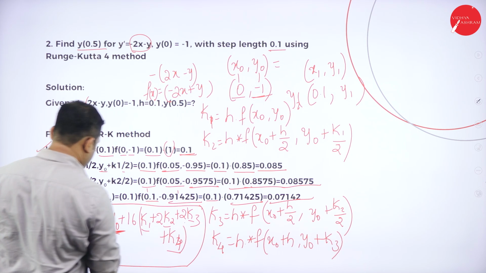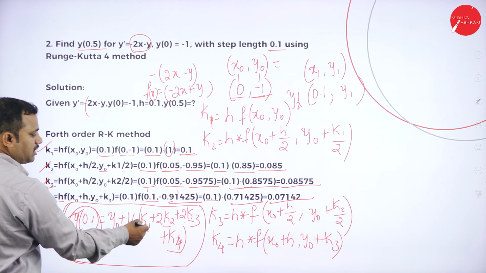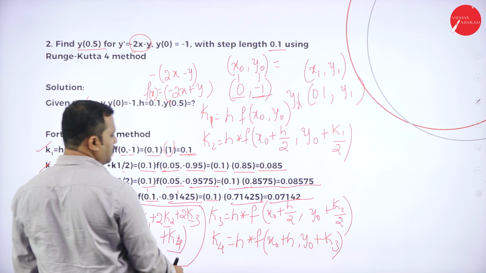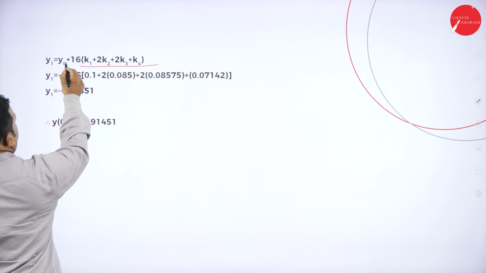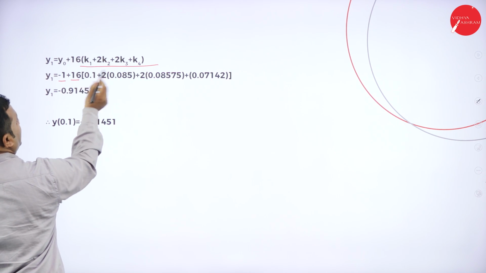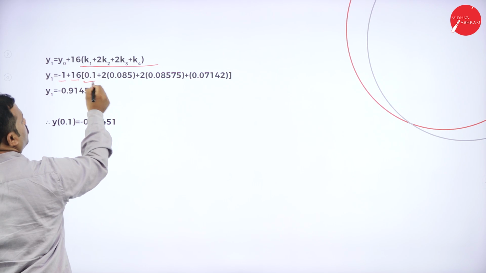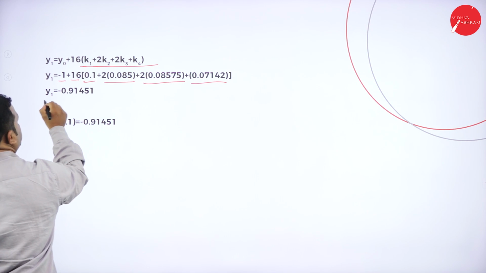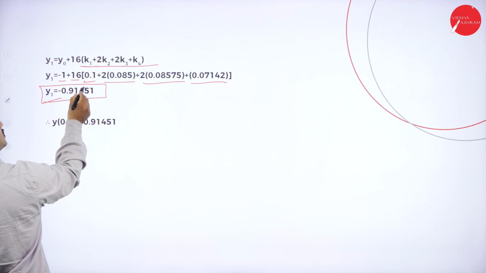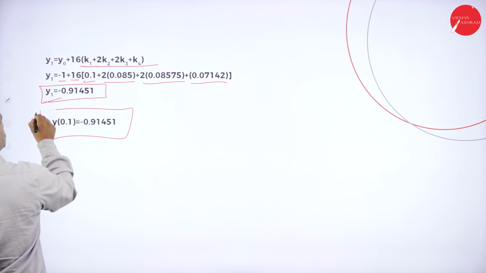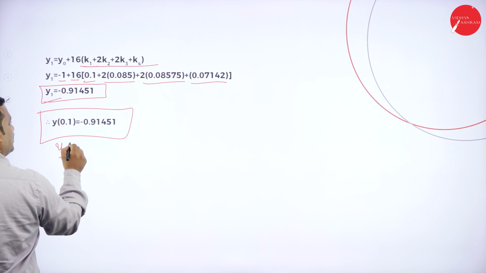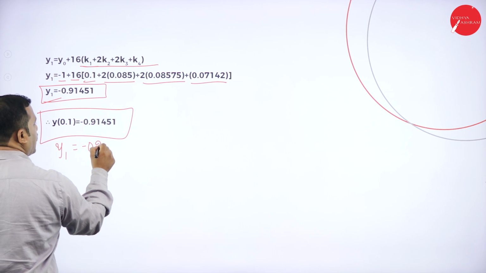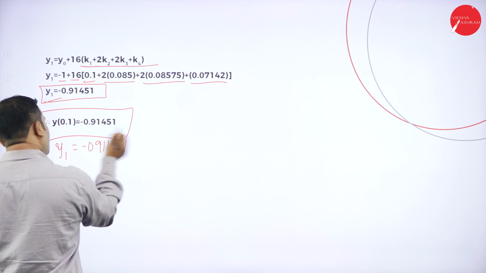y0 is what? That is minus 1. That is minus 1 plus 1/6 of k3 you have obtained here. That is this term. y0 is what? Minus 1 plus 1/6 into, what is the value of k1? 0.1 plus 2 times k2 plus 2 times k3 plus k4. That solves me the value of y1, which is equal to minus 0.91451. That is this, also called as y1 is equal to minus 0.91451. This is the value of y1.